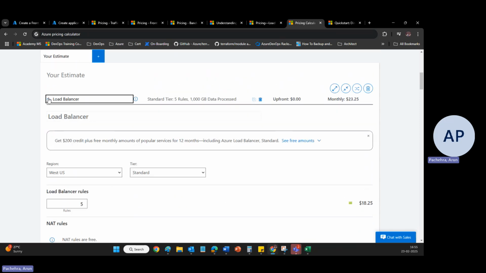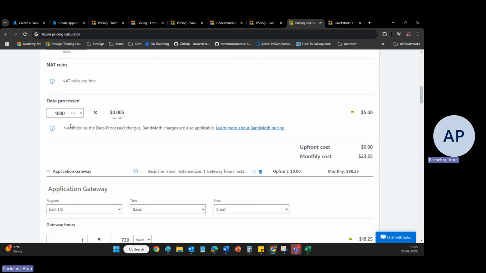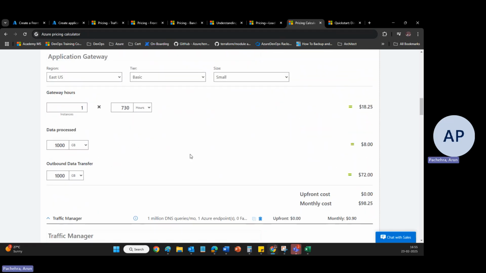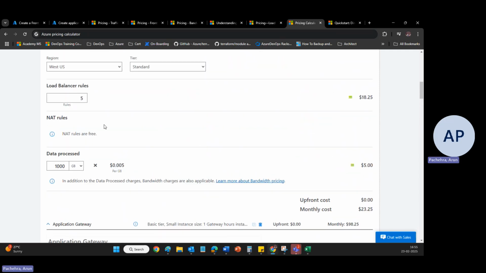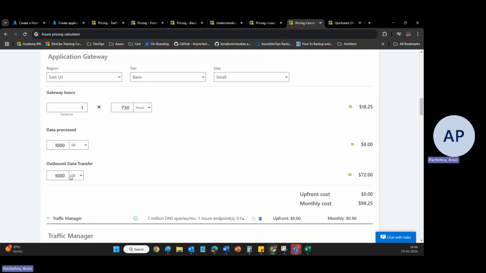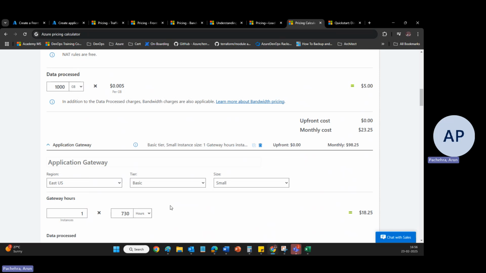72. Let's try with the load balancer. Data processed 5. There is no outbound as such, because here data processed incoming and outbound both are counted, as per the FAQ. So here it is $8. Here it is $5. Okay, there is no other option for outbound, but here we have outbound data transfer.